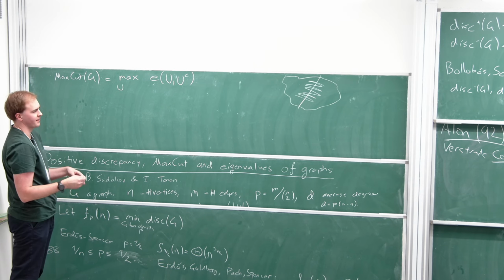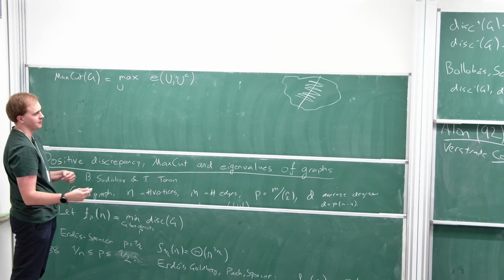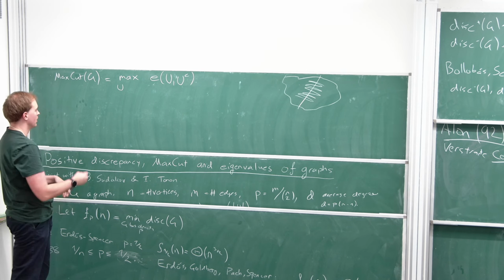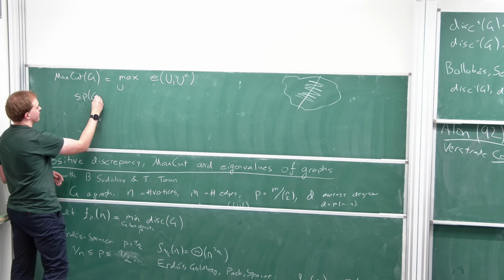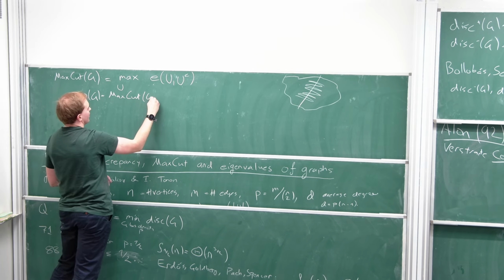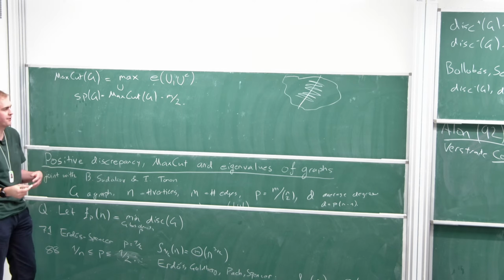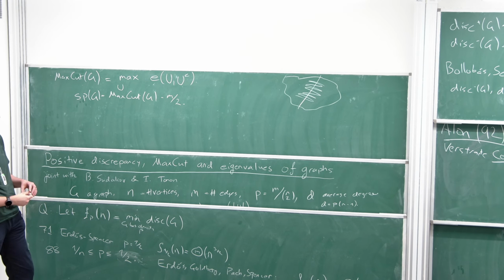So a probabilistic first-order method gives us that there is a cut of size at least m/2. So define the surplus of G to be MaxCut minus this one, just to scale it appropriately or shift it appropriately.